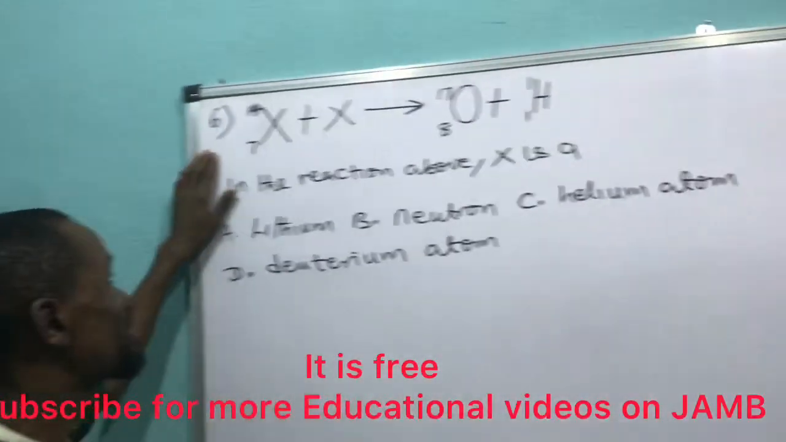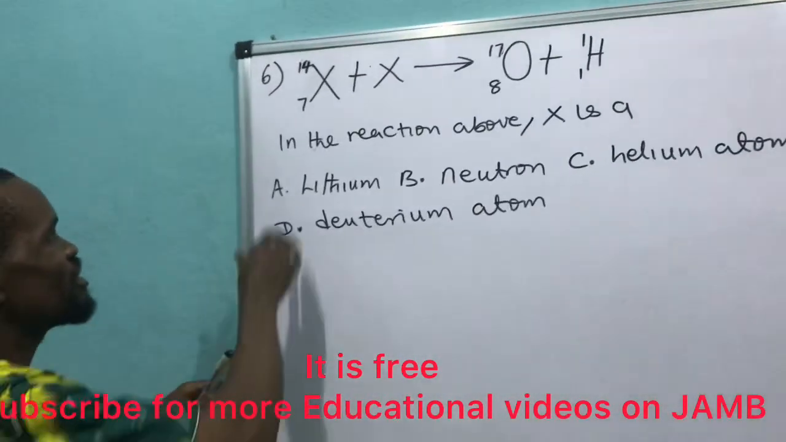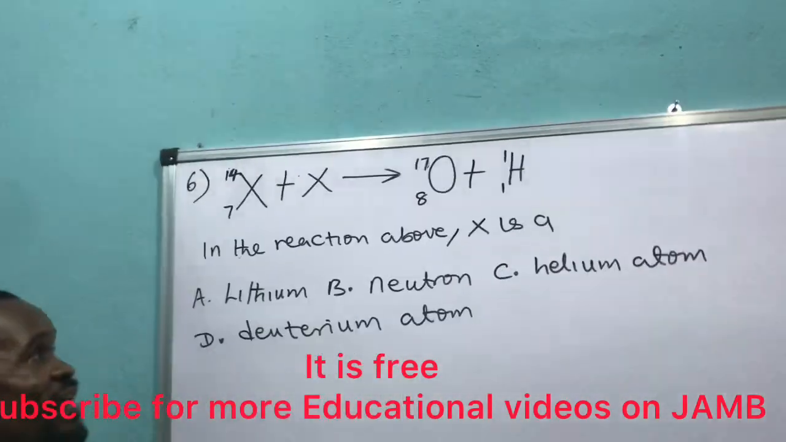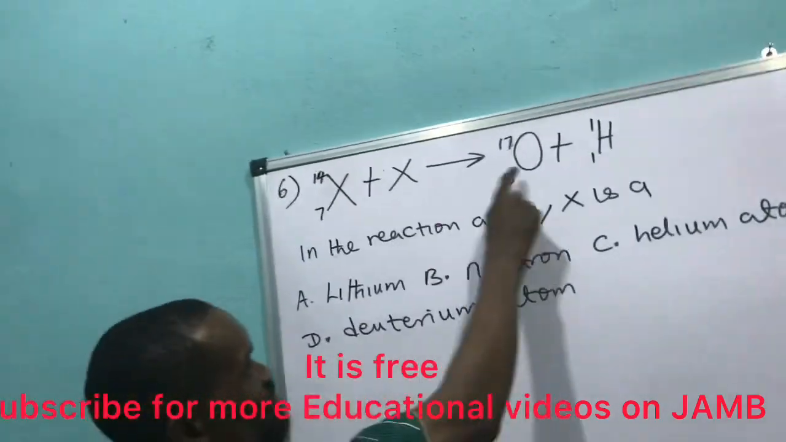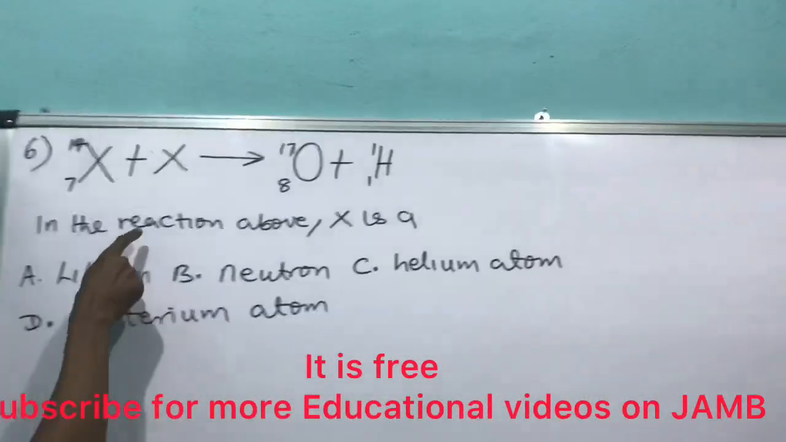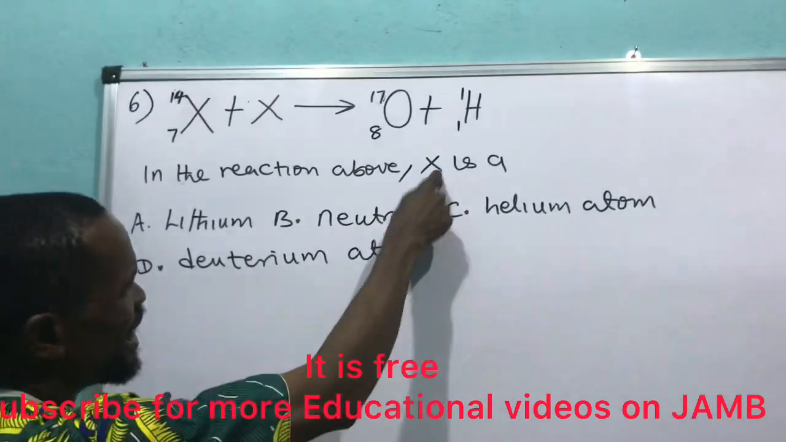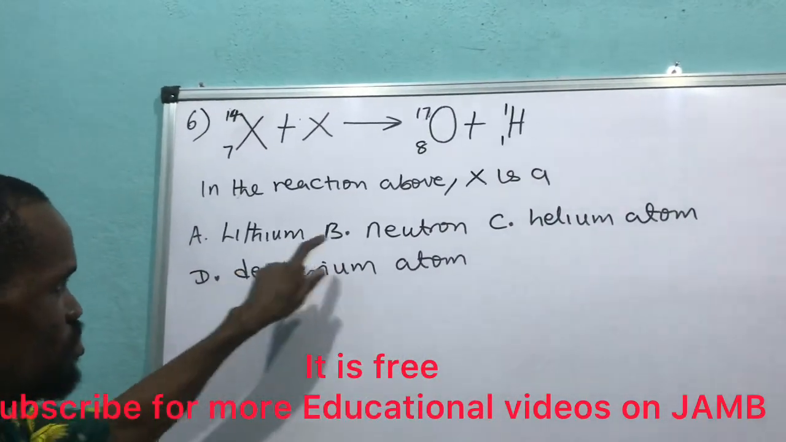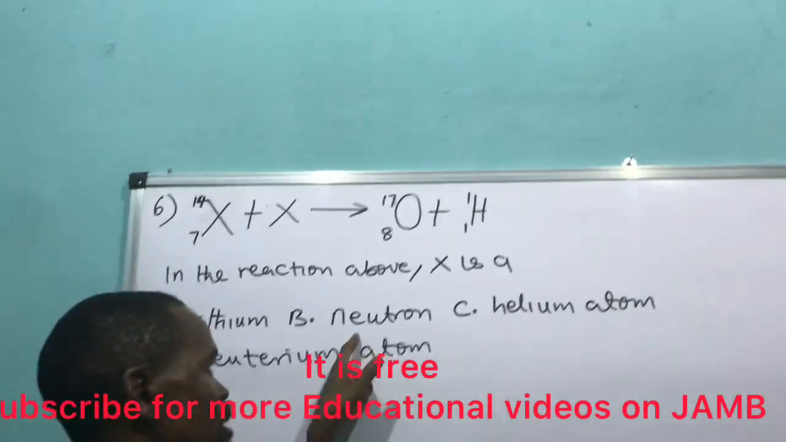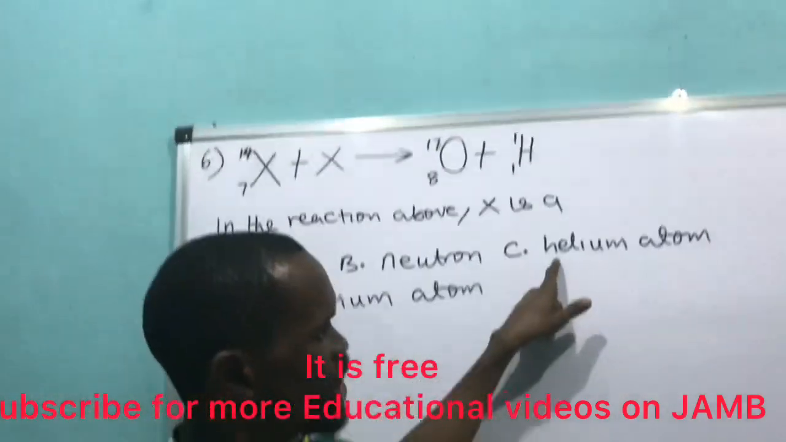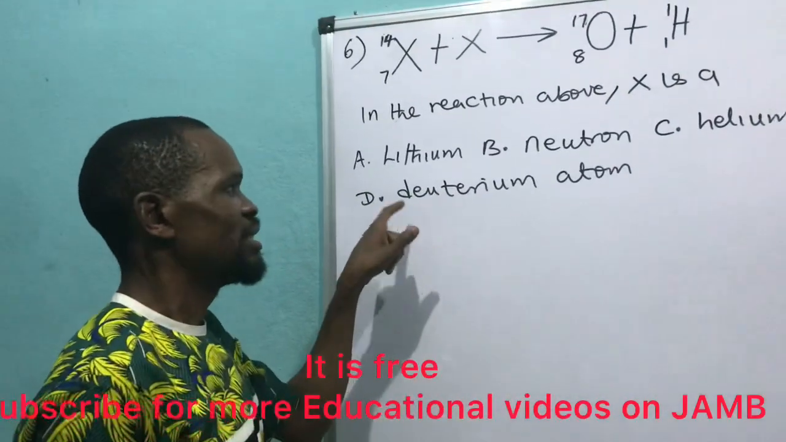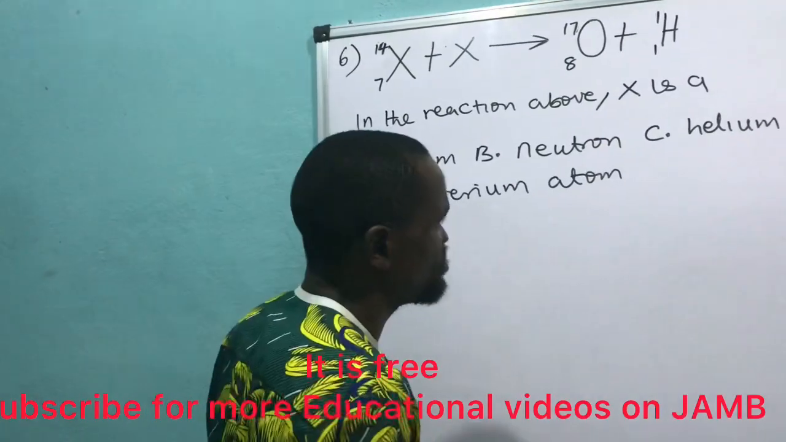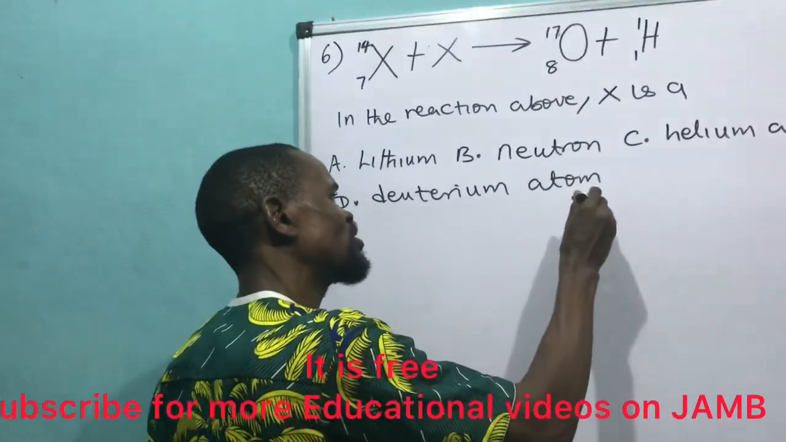There is question number 6. Question number 6 gives us this reaction, which is a radioactive reaction. This reacts with this, giving us this. They said in the reaction above, X is a neutron, helium atom, deuteron atom. I don't know. Let's go to the solution before I can know the correct option.